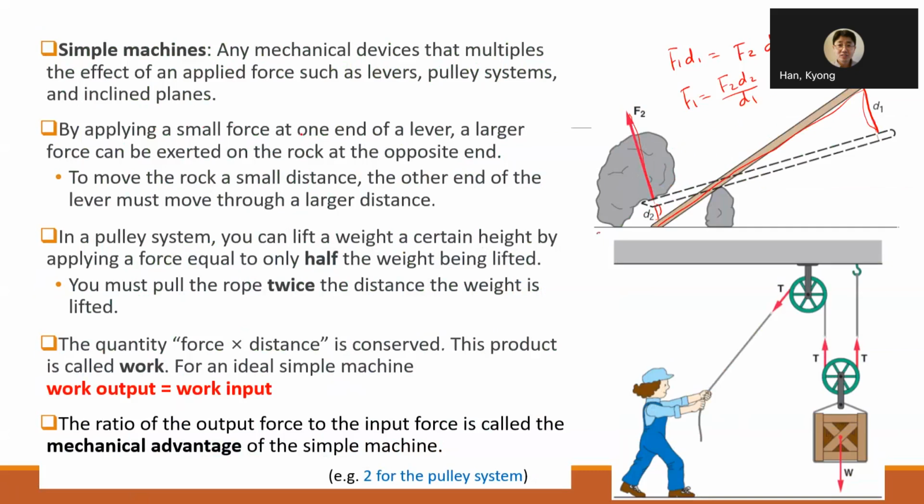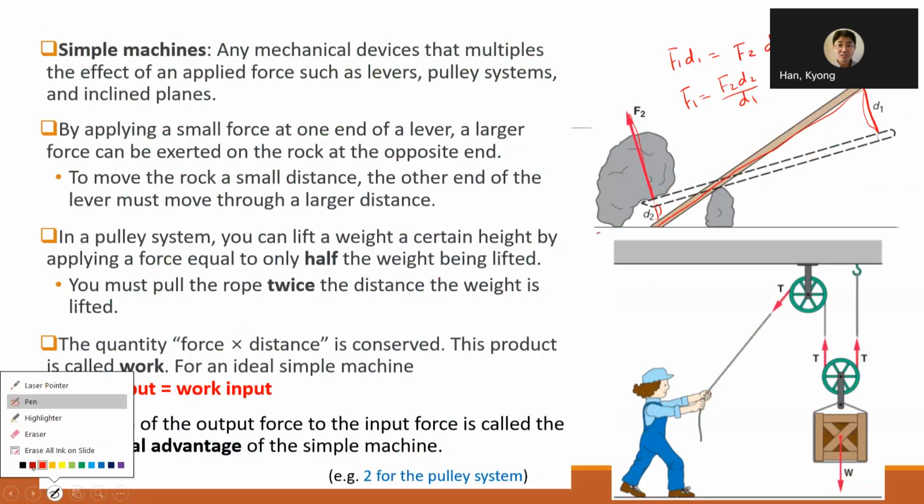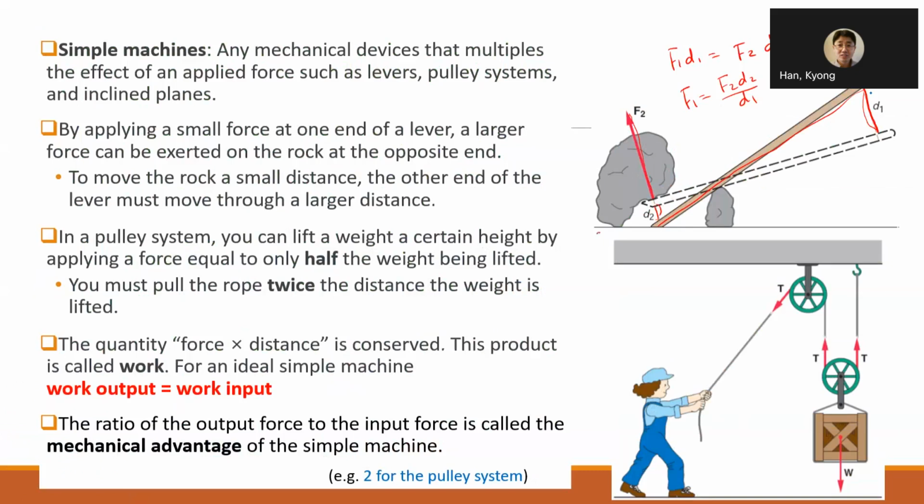By applying a small force at one end of a lever, a larger force can be exerted on the rock at the opposite end. To move the rock a small distance, the other end of the lever must move through a larger distance. We need to move a larger distance, but instead we can apply a small force. Here is a small distance, but we can get a really big force.